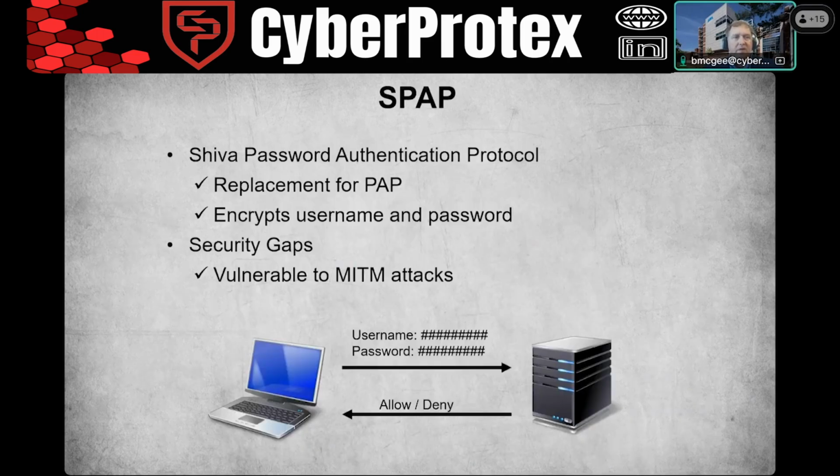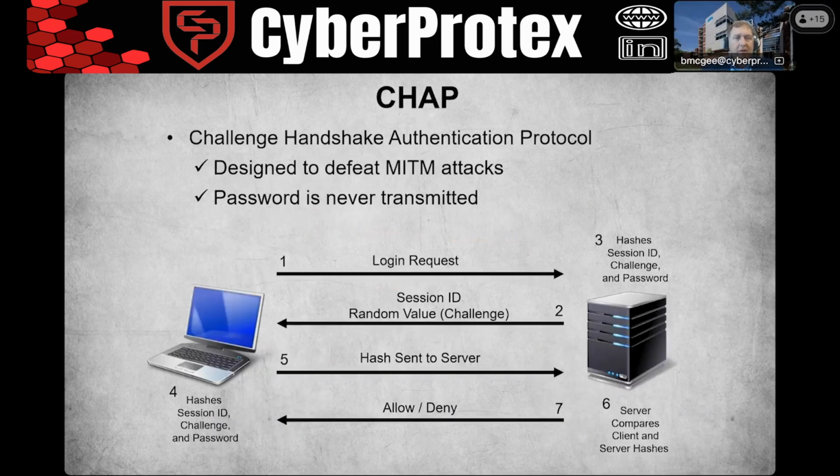There's a Shiva Password Authentication Protocol, SPAP, that came in and replaced PAP. It started to encrypt the username and password, but it still was susceptible to man-in-the-middle attacks. Whereas another one came out called the Challenge Handshake Authentication Protocol, and it was deliberately built because of the last one, SPAP, being susceptible to man-in-the-middle attacks. And it went like this right here.